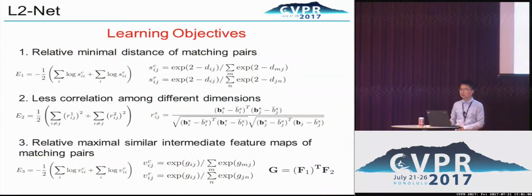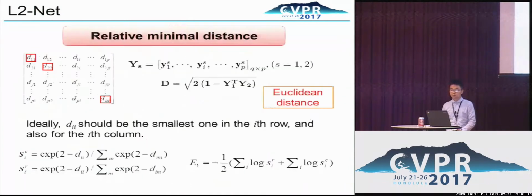Based on the core ideas I have summarized before, the learning objective of L2LAT contains 3 parts. For the first part, let's denote D as the descriptor distance matrix of the patch pairs. According to the sampling formulation, in the ideal case, D_ii, which is the distance of the matching pair, should be the smallest one in the ith row and also in the ith column.